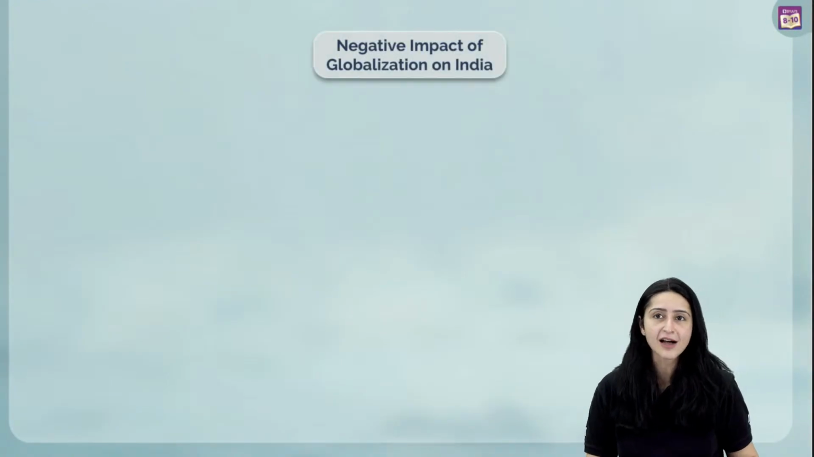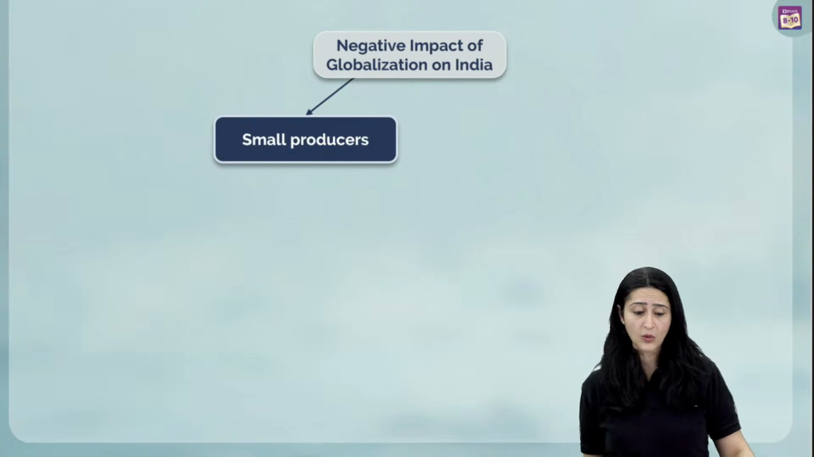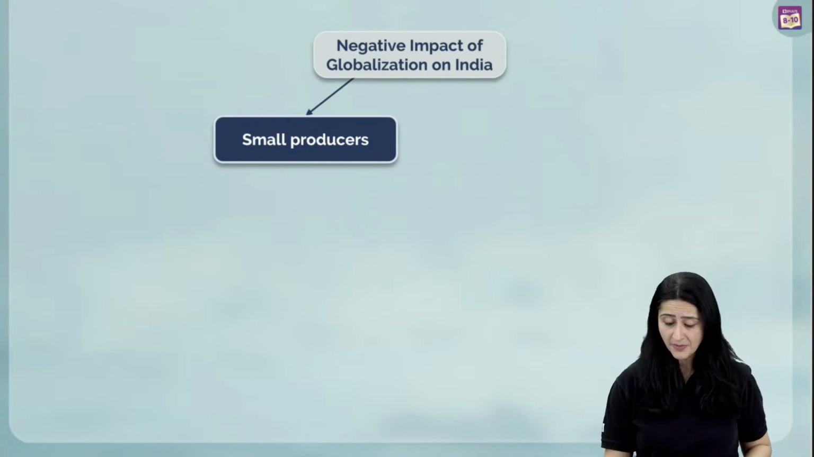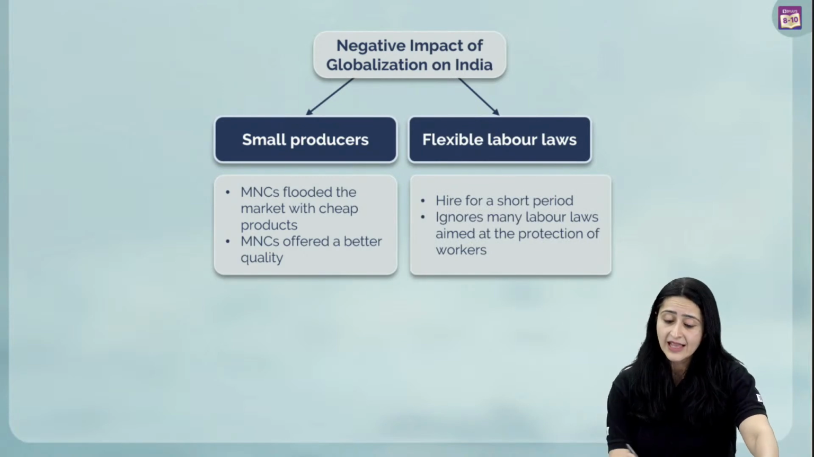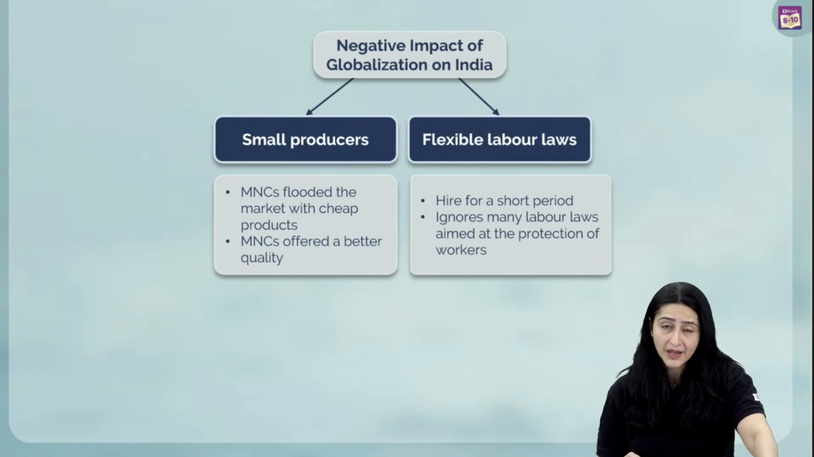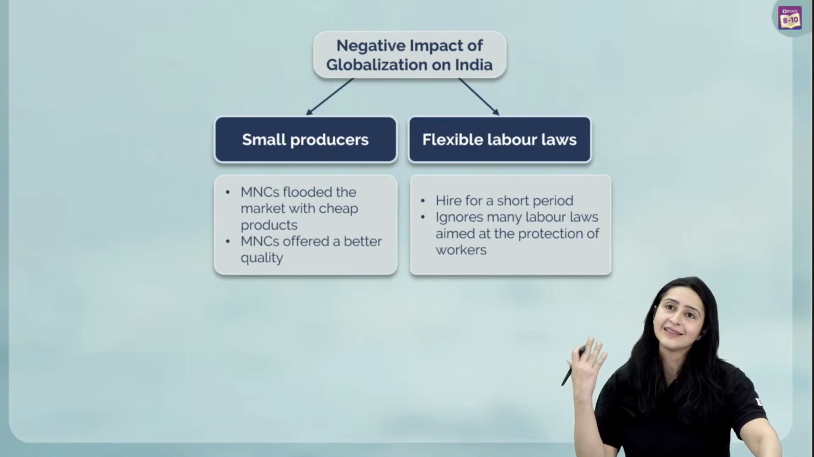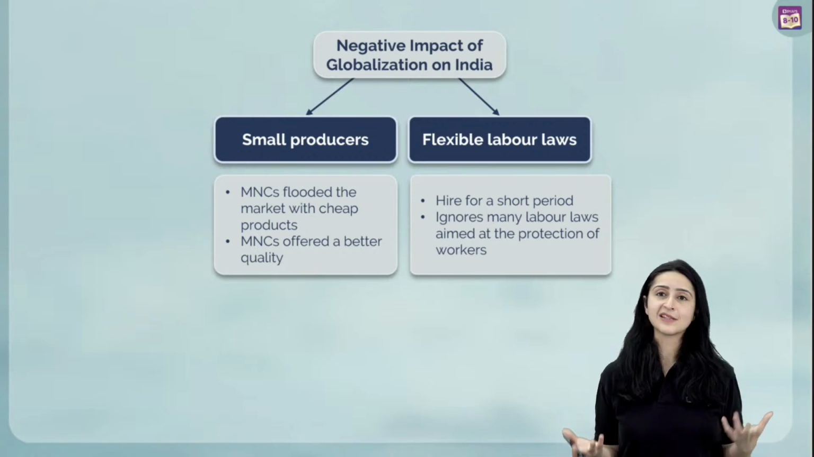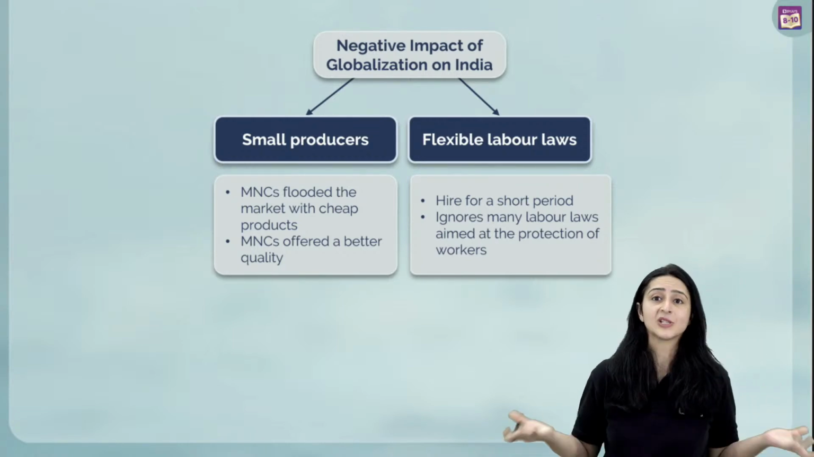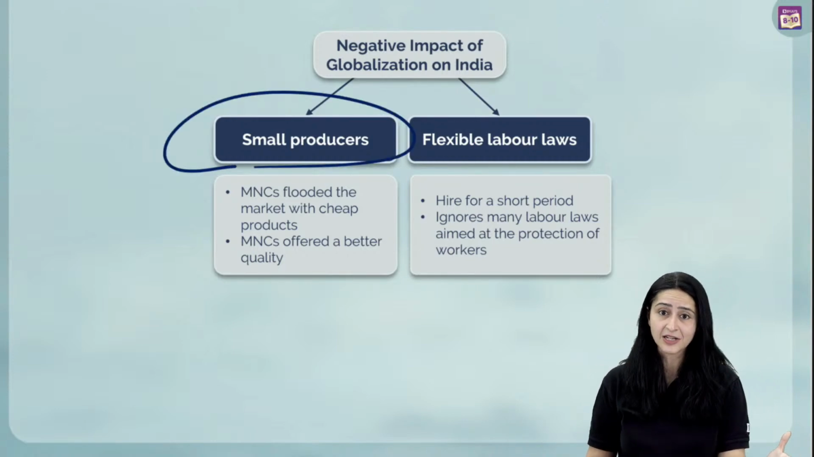However, there is a dark side to globalization also. What is the negative impact of globalization? Well, the small producers over here are quite badly affected, and there are flexible labor laws. Let me quickly explain. The small producers are affected because when MNCs are flooding the market with their product, these products are of great quality and they are much cheaper. So as a result, nobody is really buying from the smaller producers, and so their business is really affected. They are suffering. So this is the negative side.